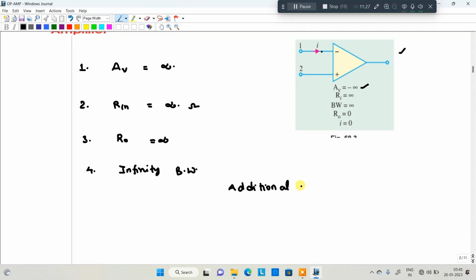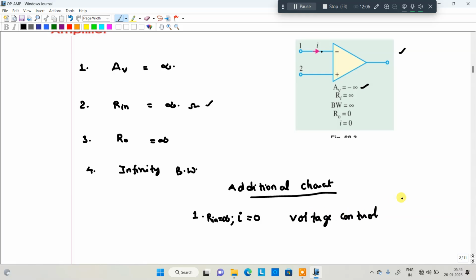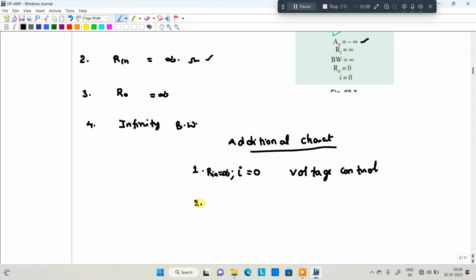Additional characteristics. Due to these, the first one: the input resistance is infinity, right? Whenever input resistance is infinity, the current flowing between these two terminals is 0. Got my point? It means the ideal op amp can act as a voltage controller, since it controls the current, it can control the voltage. Every point is important in the examination.